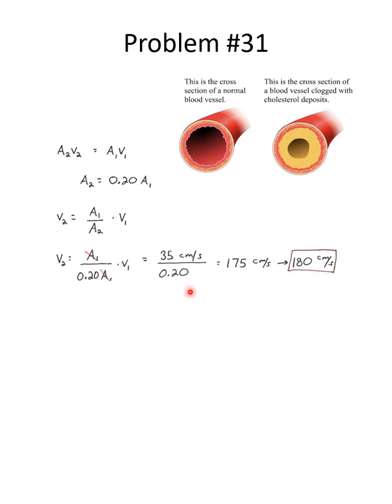So now we have, let's plug it in, 35 centimeters per second divided by 0.2, which means the flow speed is being multiplied by 5. 175 centimeters per second. Because we only have 2 significant figures in the given information, let's round that, so 180 centimeters per second.